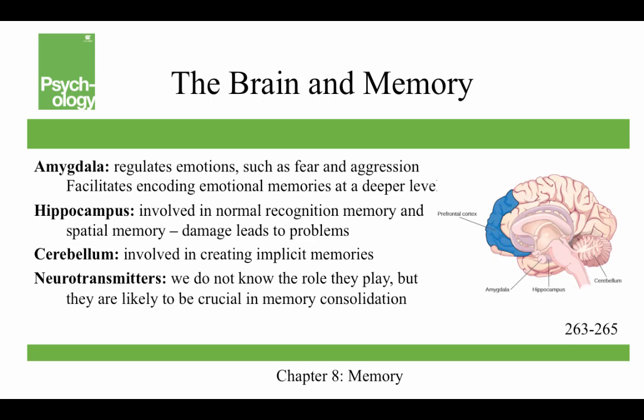So what are the areas of the brain involved in memory? Well, the amygdala regulates emotions such as fear and aggression, and it facilitates the encoding of emotional memories at a deeper level. The hippocampus is involved in normal recognition memory and spatial memory, and damage to the hippocampus leads to problems, specifically problems with creating new declarative memories. So it really seems to play a role in memory consolidation. The cerebellum is involved in creating implicit memories, and that's because people with hippocampal damage can still form new implicit memories as long as their cerebellum's okay. And then with neurotransmitters, we don't really know what role they play, but they're likely to be crucial in memory consolidation.